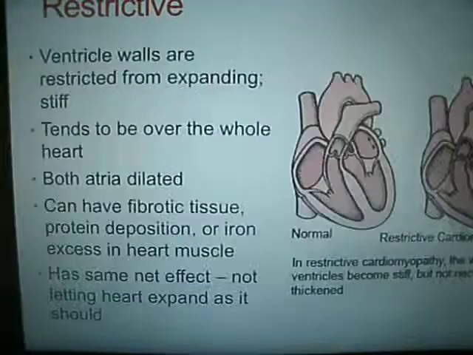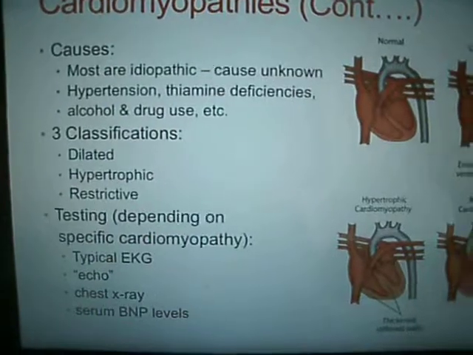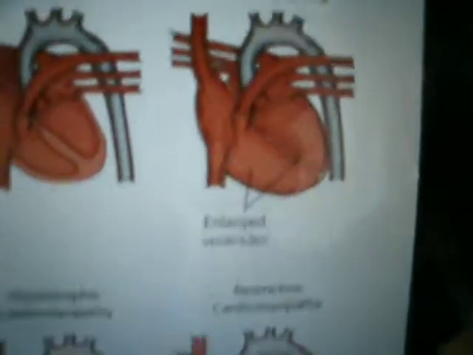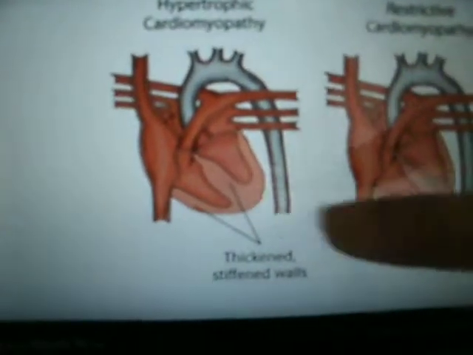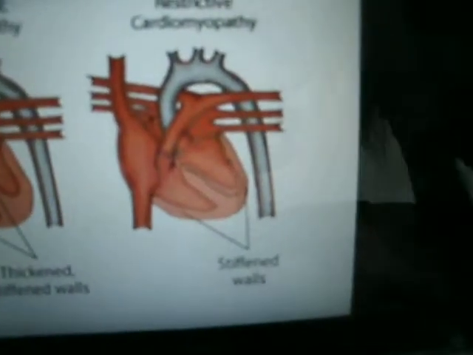So just a brief overview, as we see here, this is your dilated with enlarged ventricles, hypertrophic with thickened intraventricular septum, and your restrictive with stiffened walls.